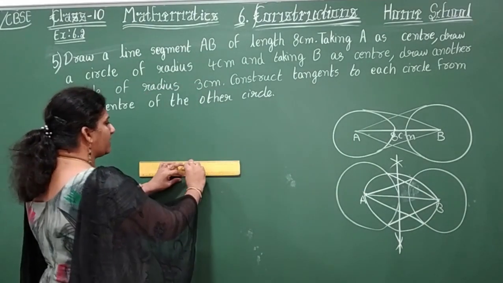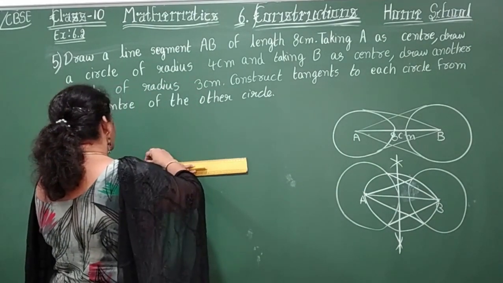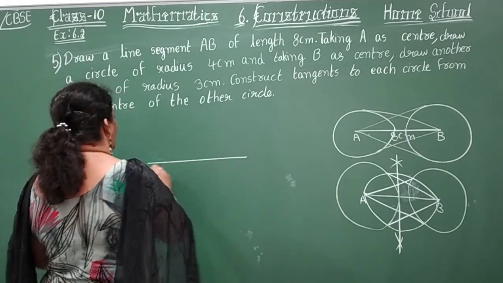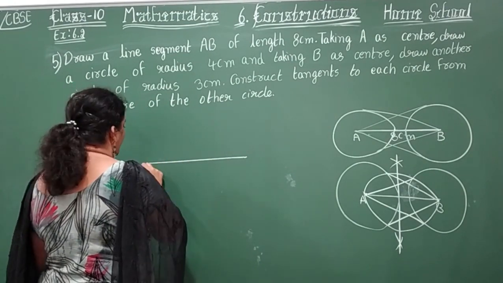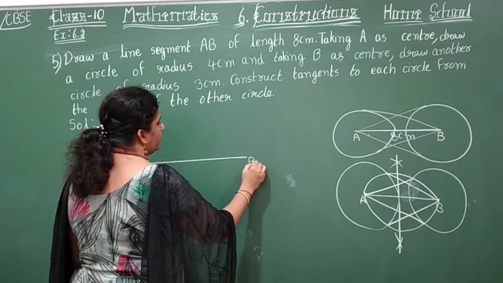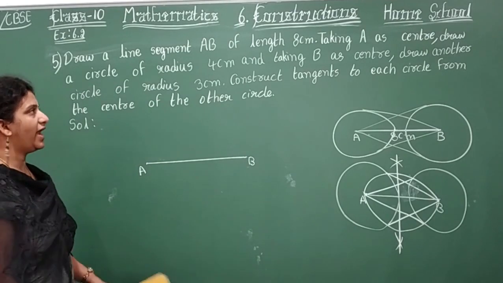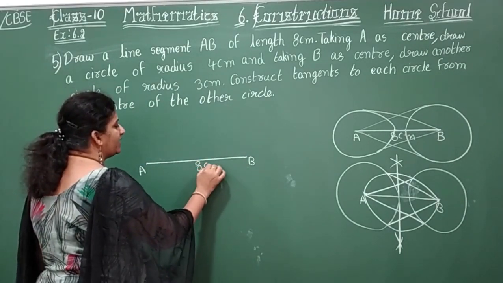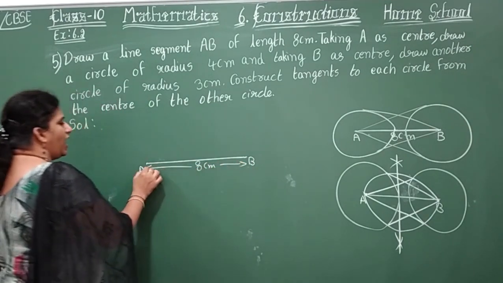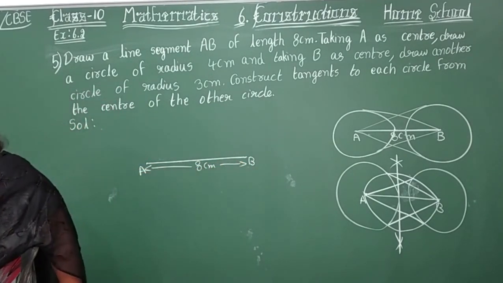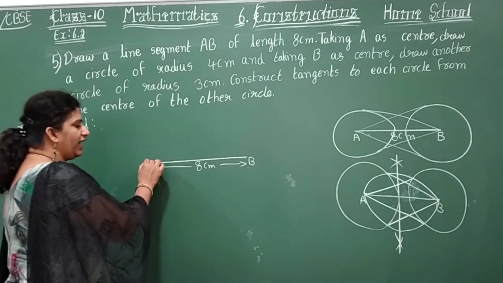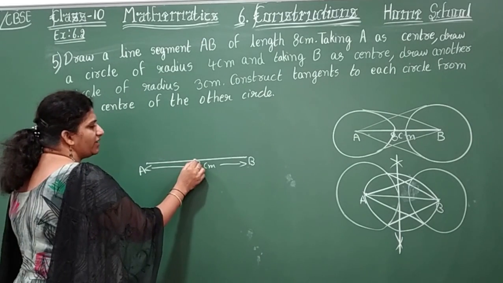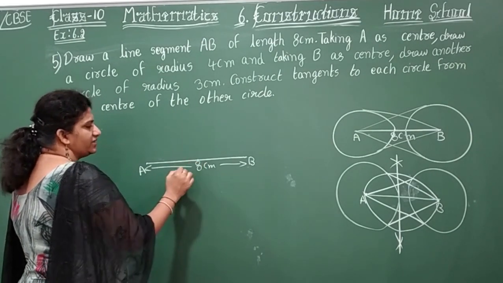Draw a line segment. Okay, I have drawn a line segment AB. Okay children, so now what is this length here? 8 centimeters. Now with A as the center, with A as center, how much children here? 4 centimeters radius. Imagine, okay.